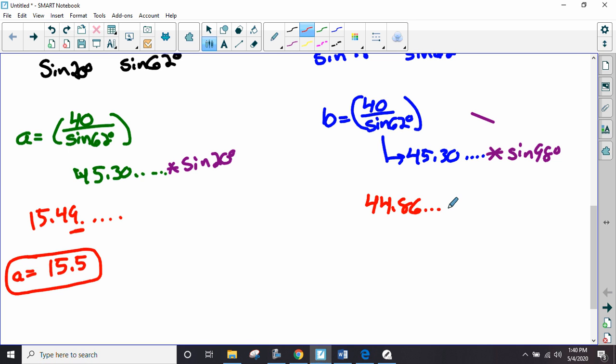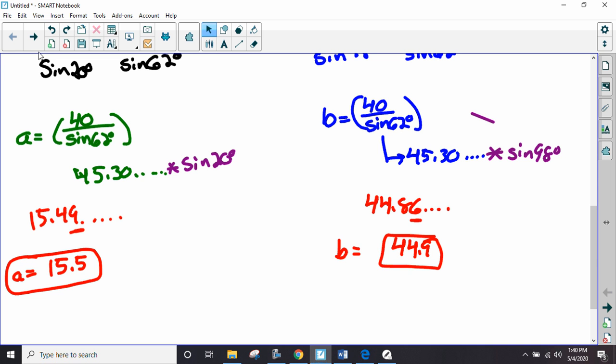So this is going to give us 44.86. I'm only worried about this one, to see if we round up. So this tells us this is 44.9, and this is little b. Remember, we round to the nearest tenth when it's a side. So we got to think about that.